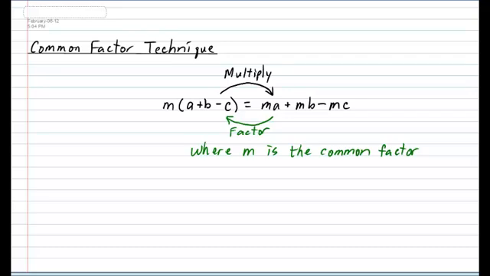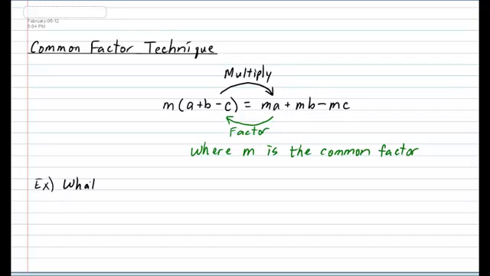Alright, so let's take a look at the procedure. The procedure basically involves two steps. The first step is something that you've already seen before, but I just want to make sure everyone's okay, so please put EX.